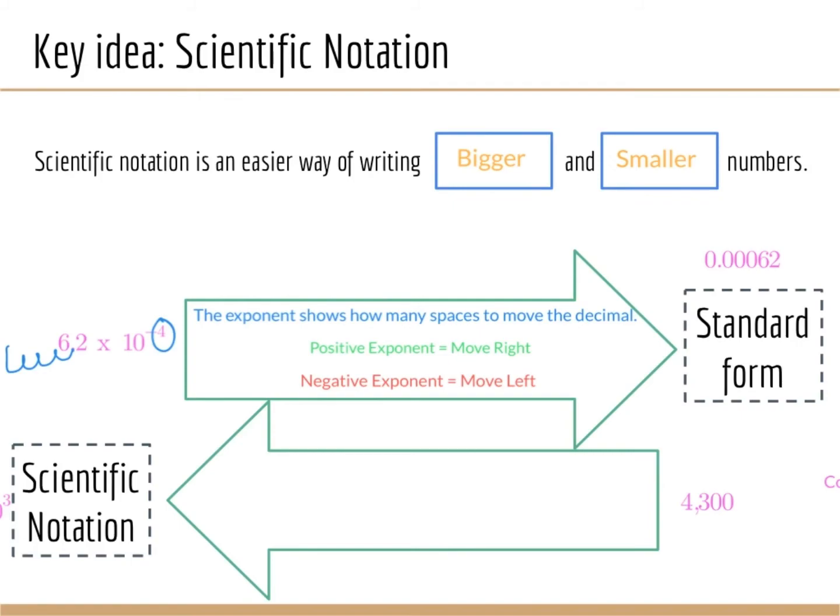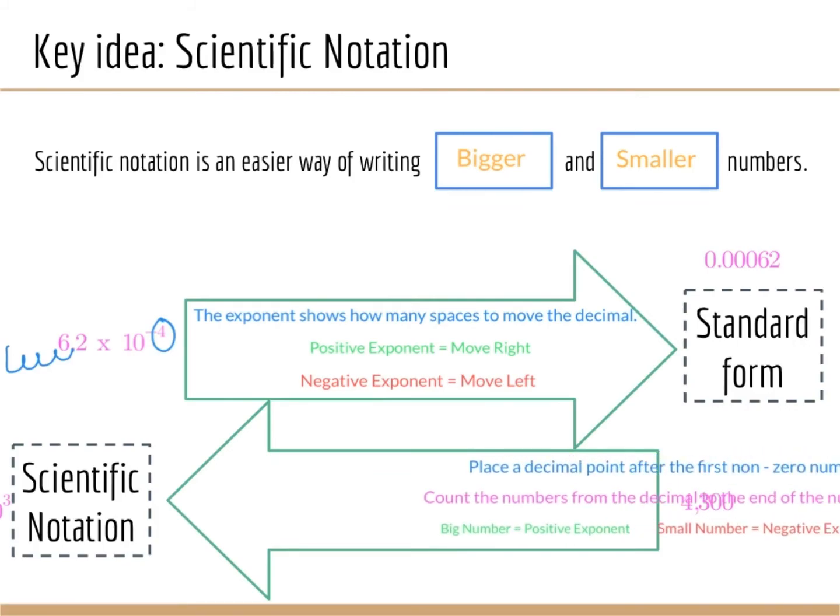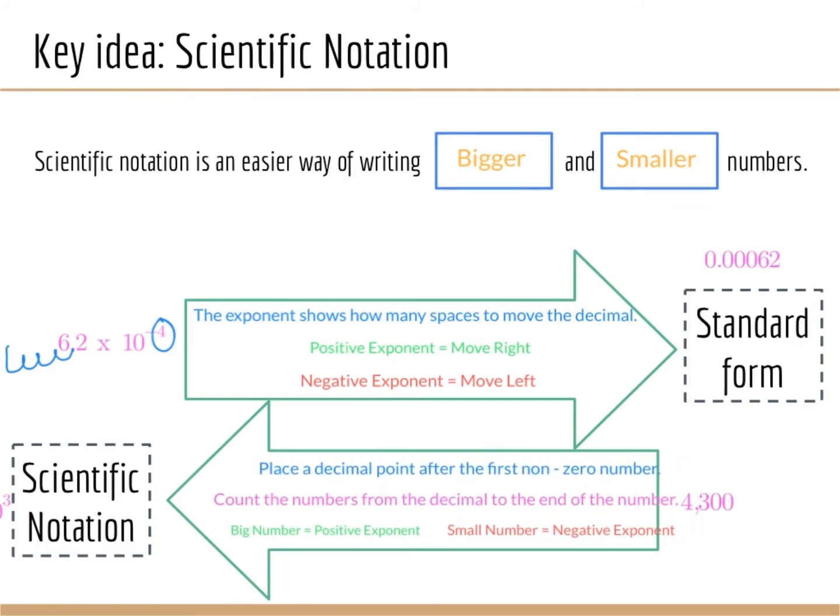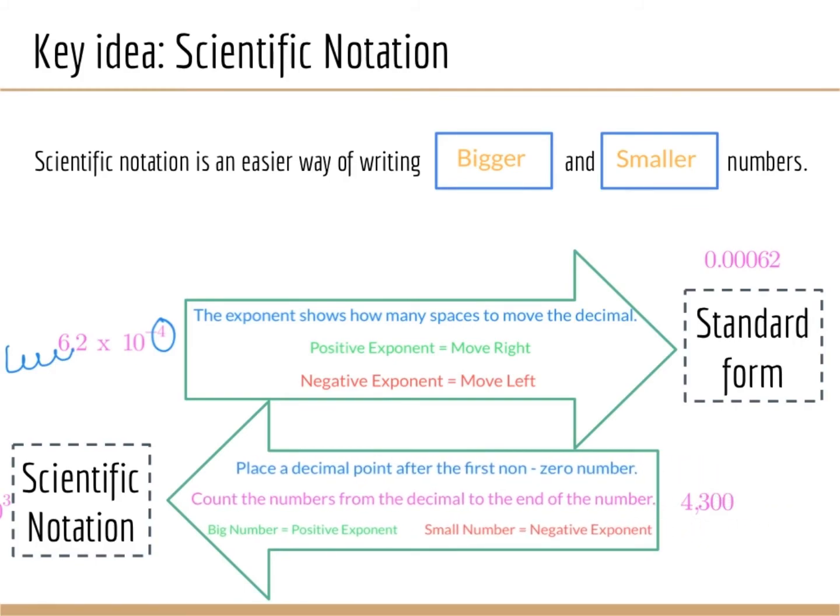The next thing I'm going to be doing is moving my number from standard form, so in this case I've got 4,300, over to scientific notation. So the way that I'm going to do that is I'm going to place a decimal point after the first non-zero number and count the numbers from the decimal to the end of the number. If I have a really big number, it's going to be a positive exponent when I'm done. If I have a small number, it's going to be a negative exponent when I'm done.